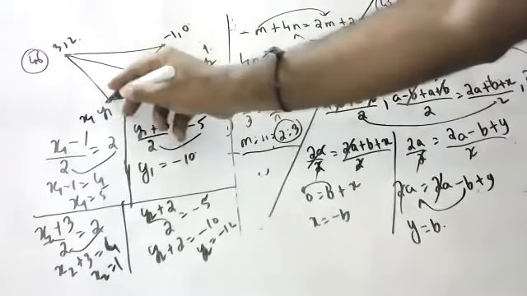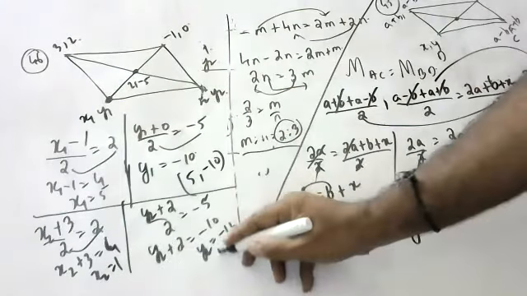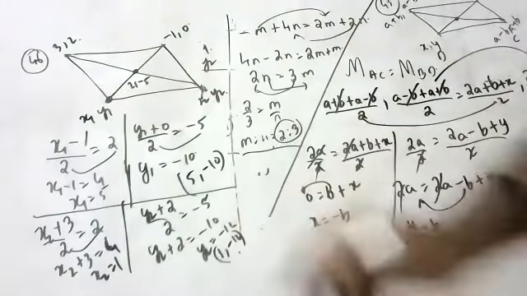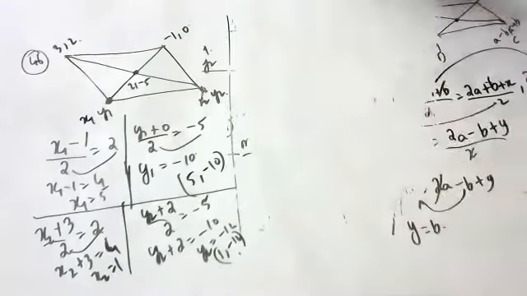So what are the coordinates for this? 5 comma minus 10. What are the coordinates for this? 1 comma minus 12. Please concentrate on every word. You have to concentrate at this point. I may ask anyone, anytime.